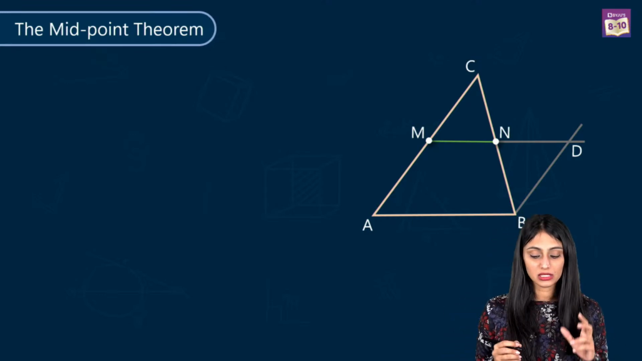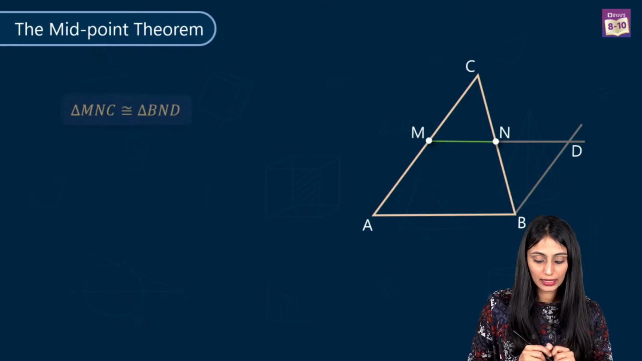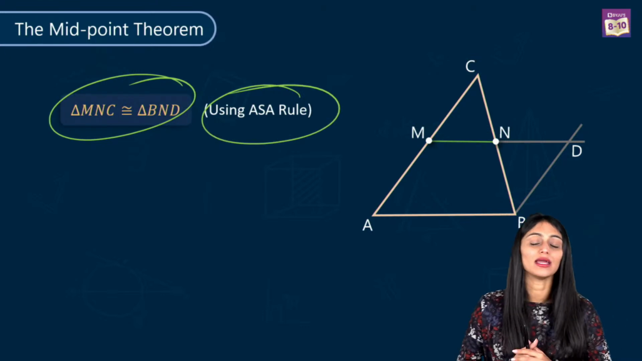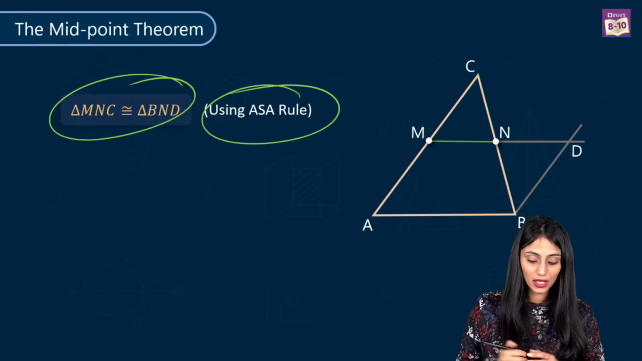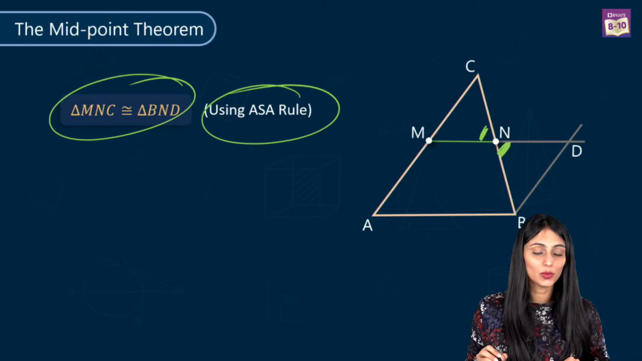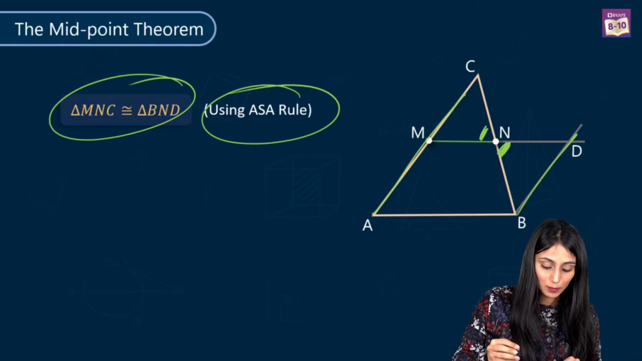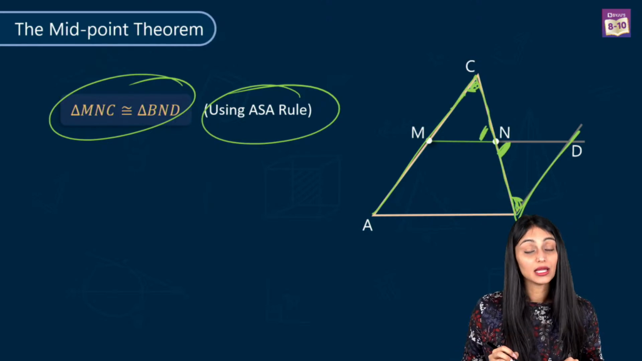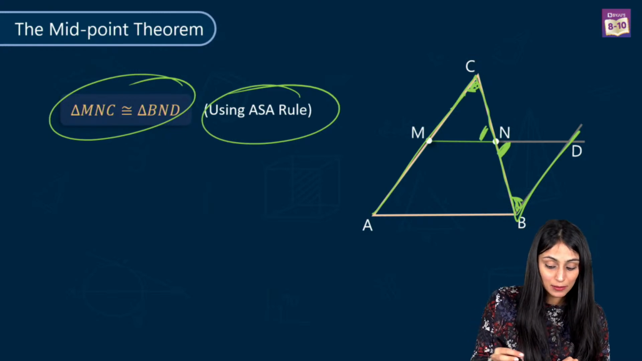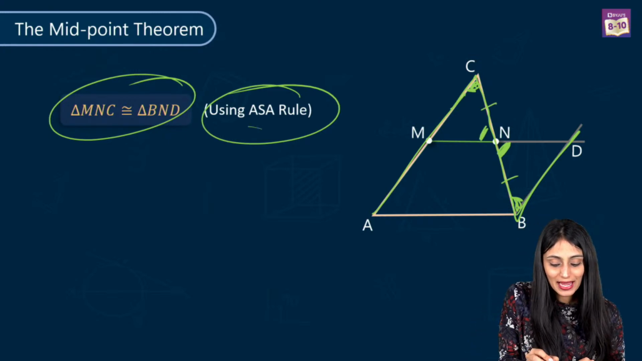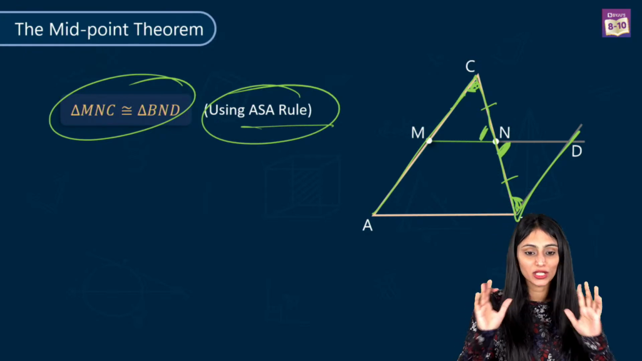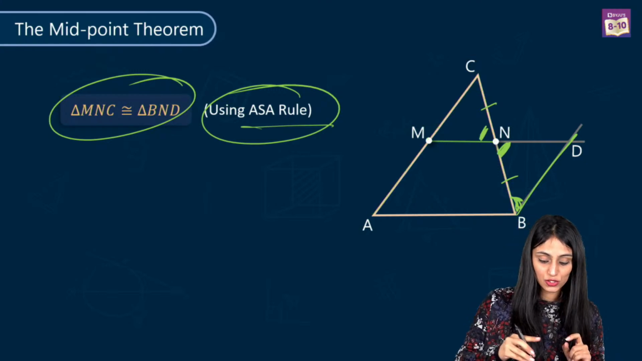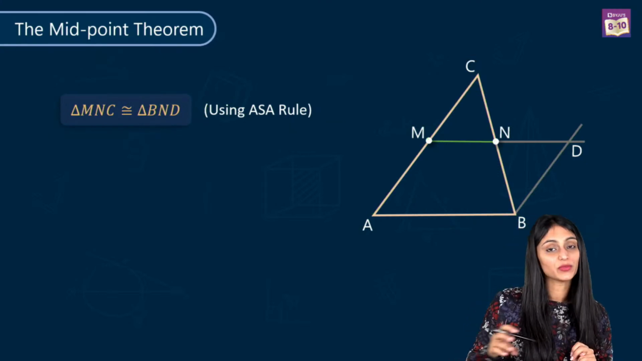All right. To prove this, first of all, we will prove these two triangles congruent, triangle MNC and triangle BND. We can prove them congruent using the ASA rule, angle side angle rule. Because these vertically opposite angles are going to be equal. By construction, these lines are parallel, so alternate interior angles are formed and these will be equal. And N is the midpoint, so these sides are equal. So by ASA, these triangles are congruent.